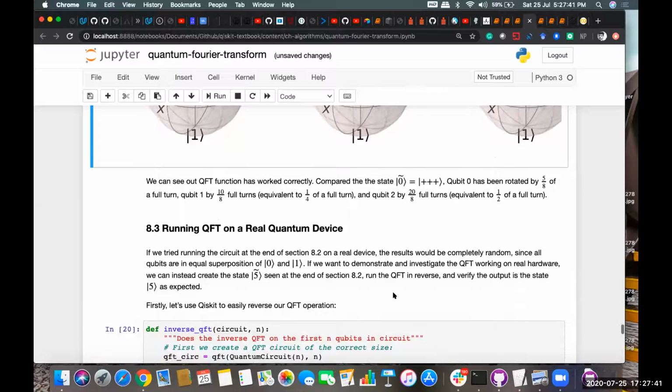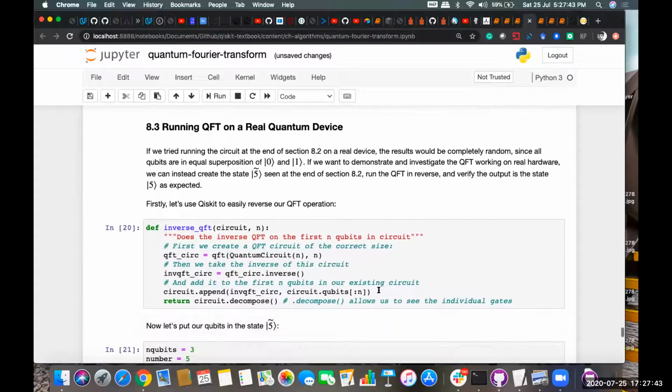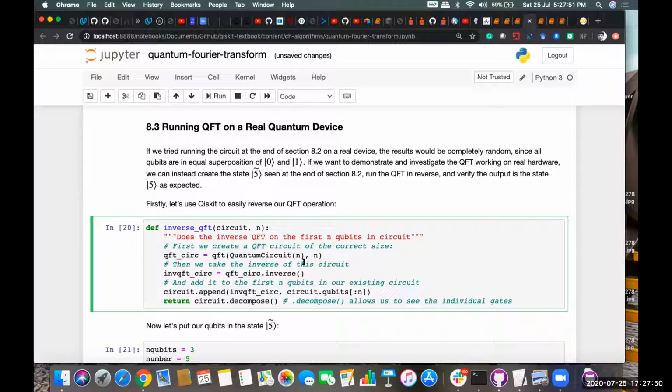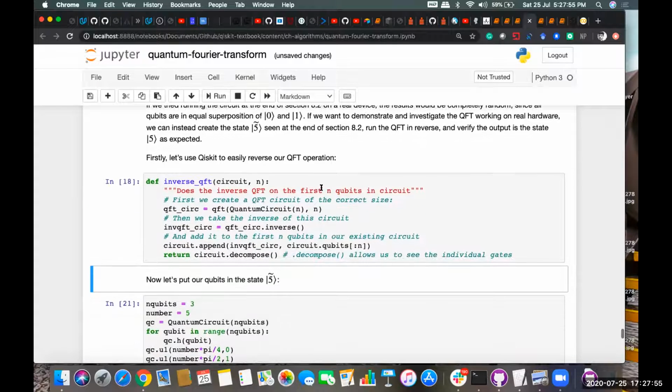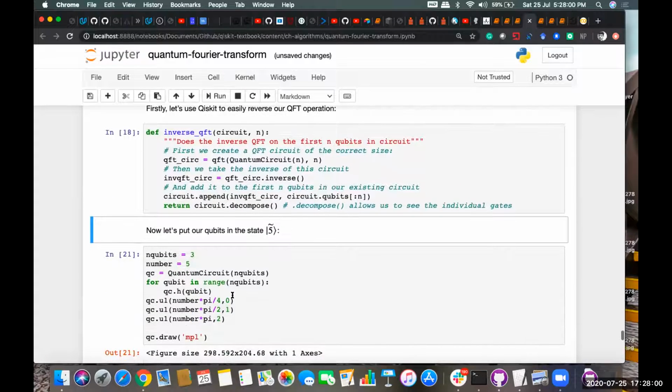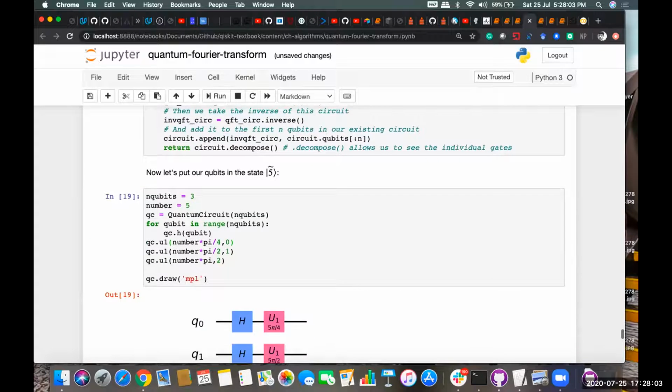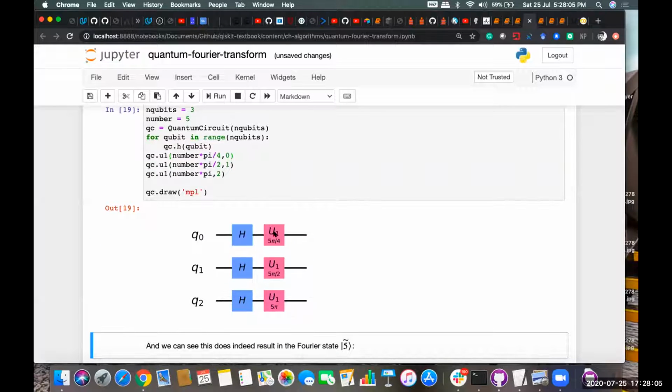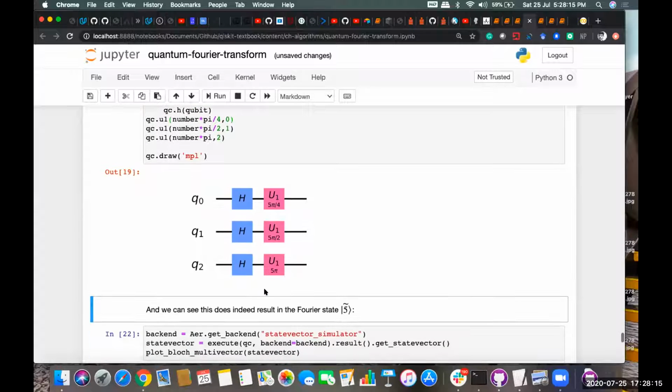Okay. So if you have to do the quantum Fourier transformation on a real quantum device, right now whatever we have done was done on the simulator. You can call this, and this is basically the function for calculating the inverse of the quantum Fourier transformation. We're going to call this function, and you can see how the Hadamard gate and controlled unitary gates are being applied on these circuits, and what the phase is for each of these qubits.